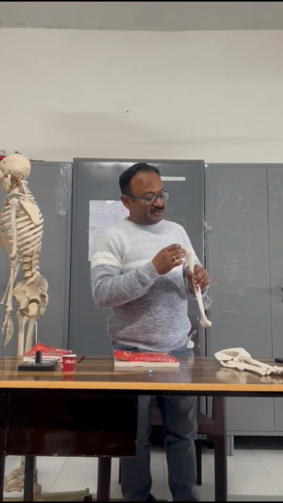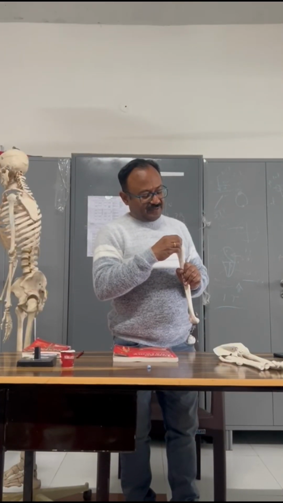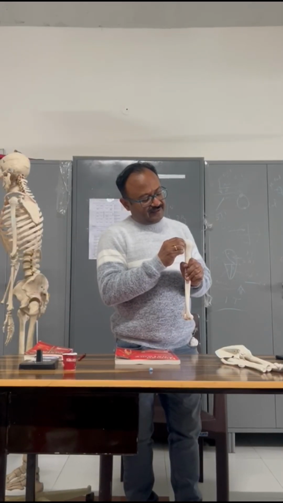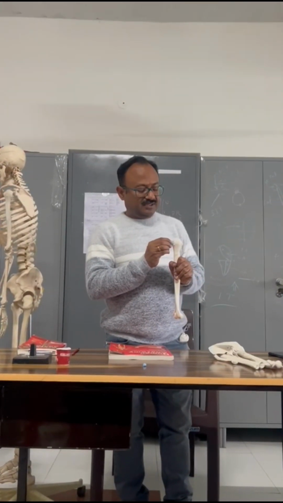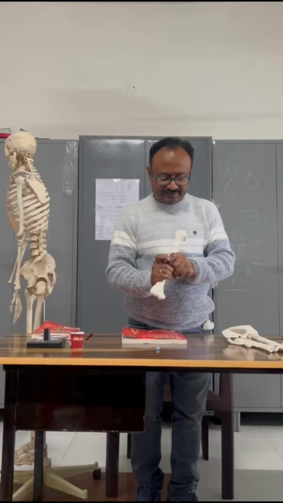Now when we talk about the greater tubercle, you will find 3 impressions here. At the topmost you will find the upper impression, in the middle the middle impression, and in the lower part the lower impression. These are meant for the insertion of some muscles. We'll talk about it later.